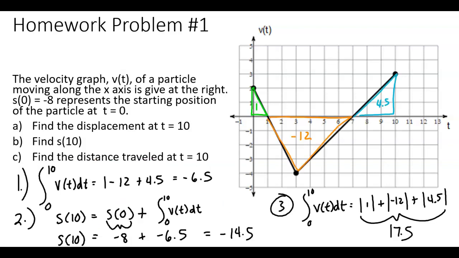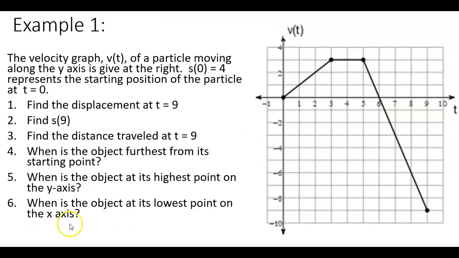All right, so there you go. Number 1 is negative 6.5. Number 2 is negative 14.5. Number 3 is 17.5. If you need to look at it a little bit longer, feel free to pause the video to do so. All right, so I'm going to be answering numbers 4, 5, and 6 all together because you really answered them in the same exact way.